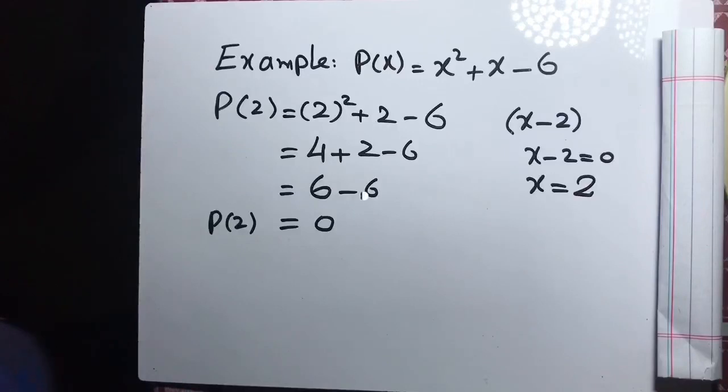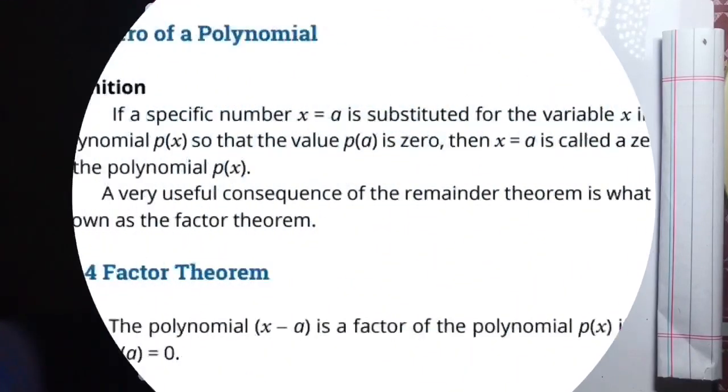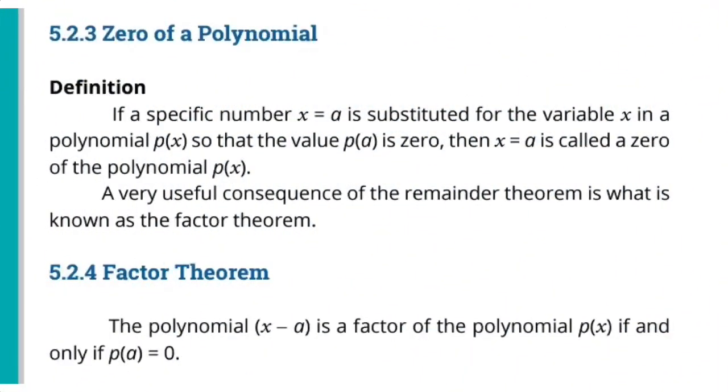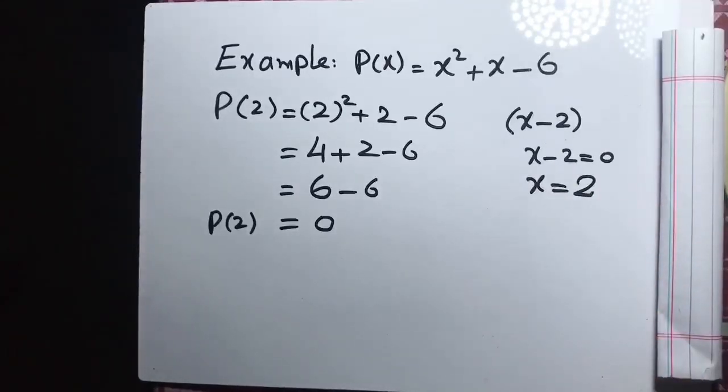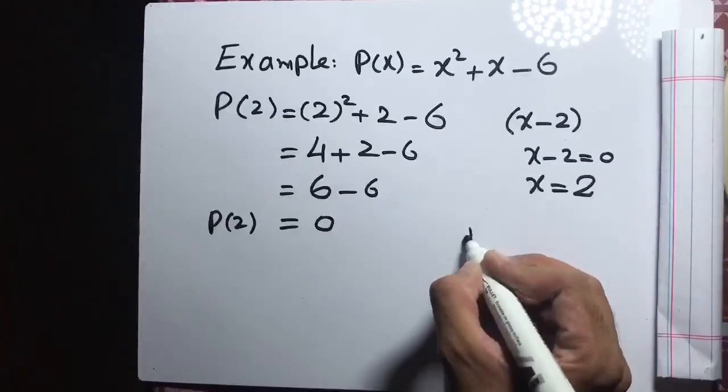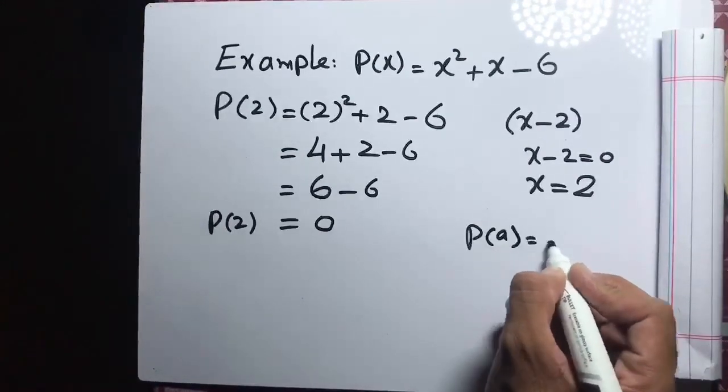So now we discuss what is factor theorem. Here the factor theorem is: the polynomial x minus a is a factor of the polynomial p of x if and only if p of a is equal to 0. Now we understand it. In factor theorem, the definition is: the polynomial x minus a is a factor of the polynomial p of x if and only if p of a is equal to 0.